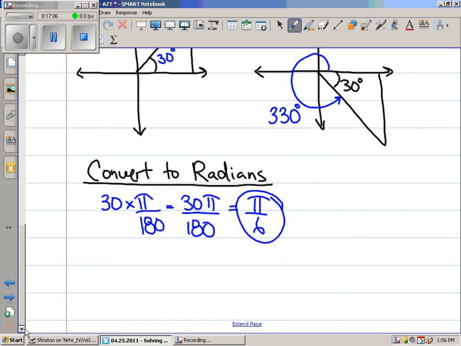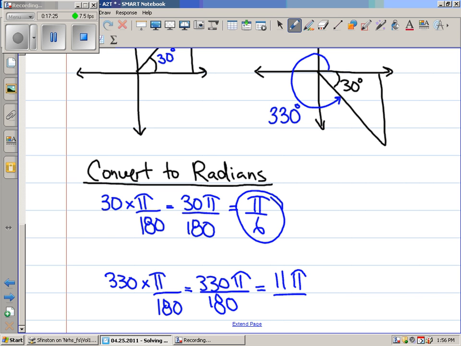Let's do it for the other one. 330 times pi over 180 equals 330 pi over 180. Let's use our calculator. Let's reduce that down. What do we get? 11 pi over 6. Oh, yeah. Oh, no.